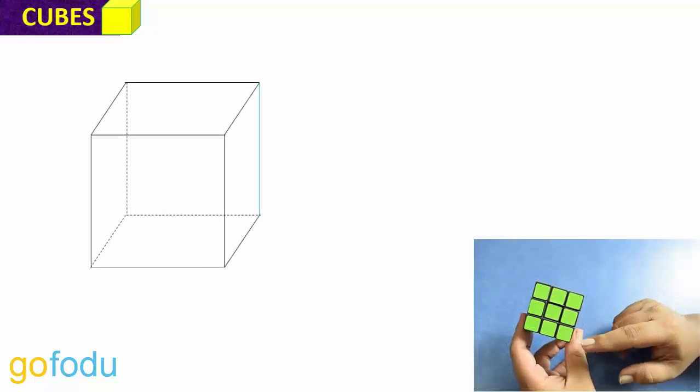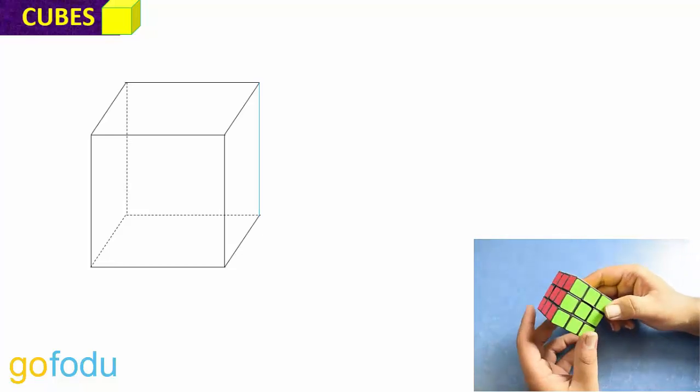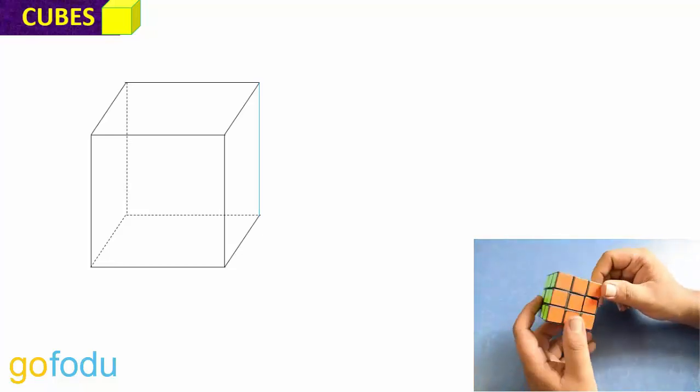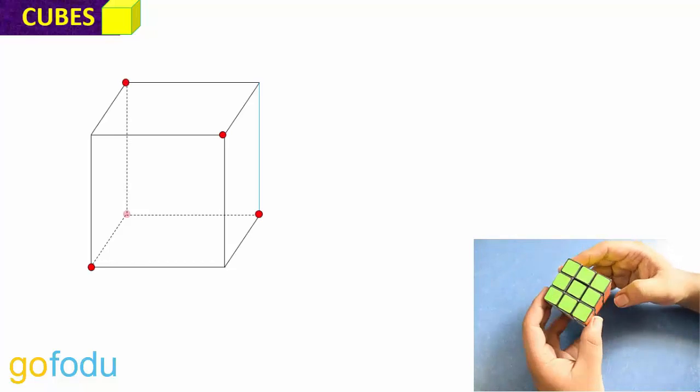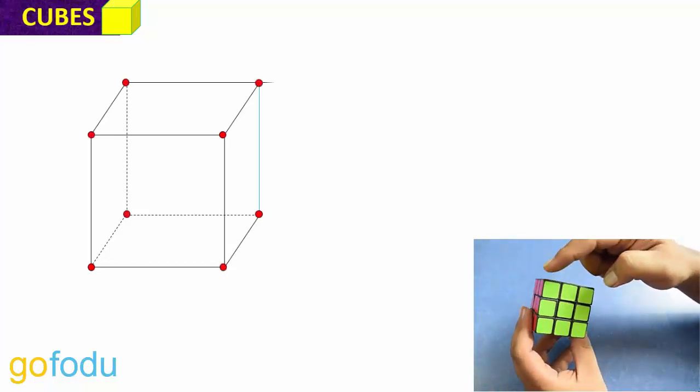This is a typical figure of a cube. The dotted line shows the part of the cube which is hidden behind. There are 8 corners or vertices in a cube.